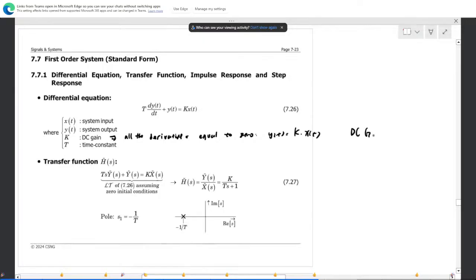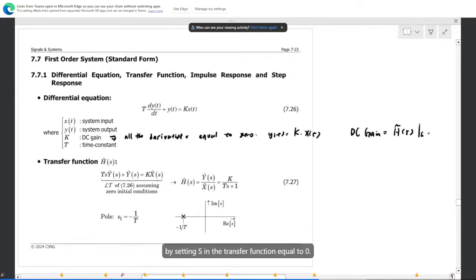The DC gain can also be obtained by setting s in the transfer function equal to 0. So when s is equal to 0, the transfer function will be equal to the DC gain.